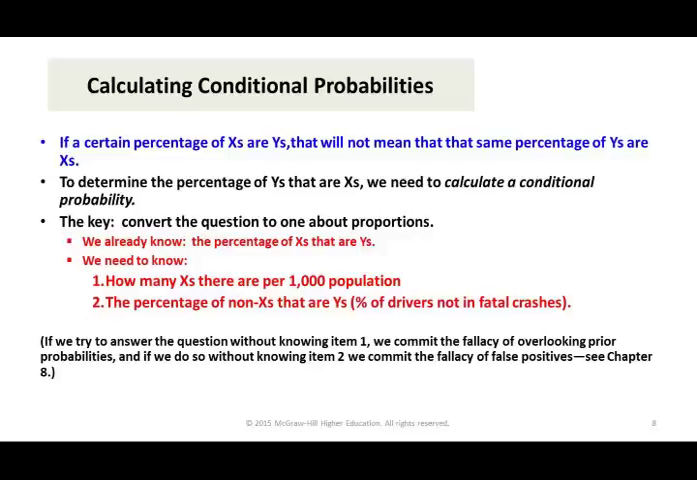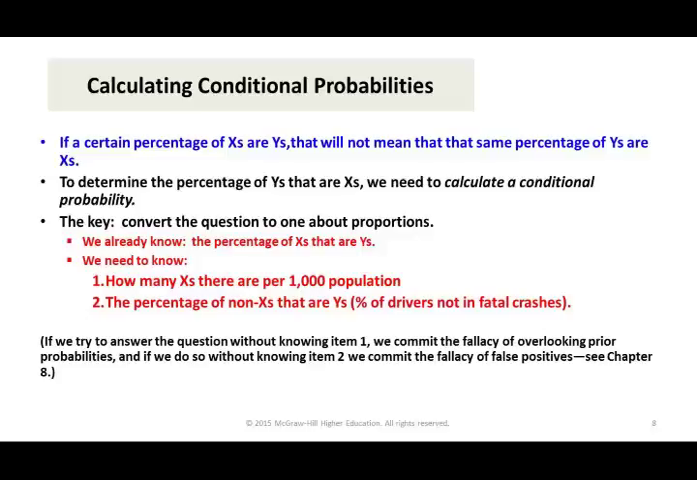So let's look at this. If a certain percentage of X's are Y's, that will not mean that the same percentage of Y's are X's. I'm trying to put it in more of a formal form so you can see my switching of the two things. If a certain percentage of A's are B's, that will not imply that that same percentage of B's are A's. You can't swap them like that. This is a common mistake people make.